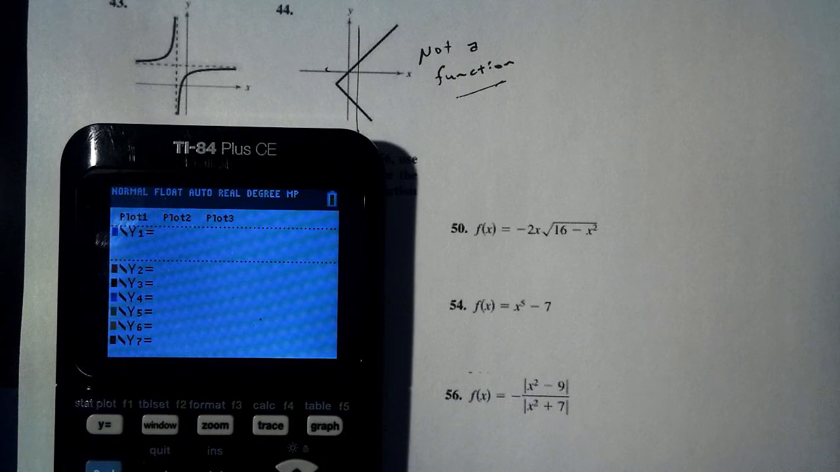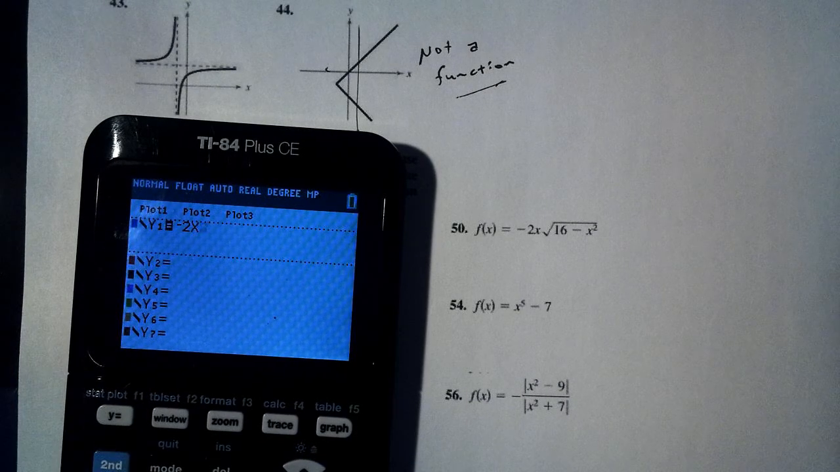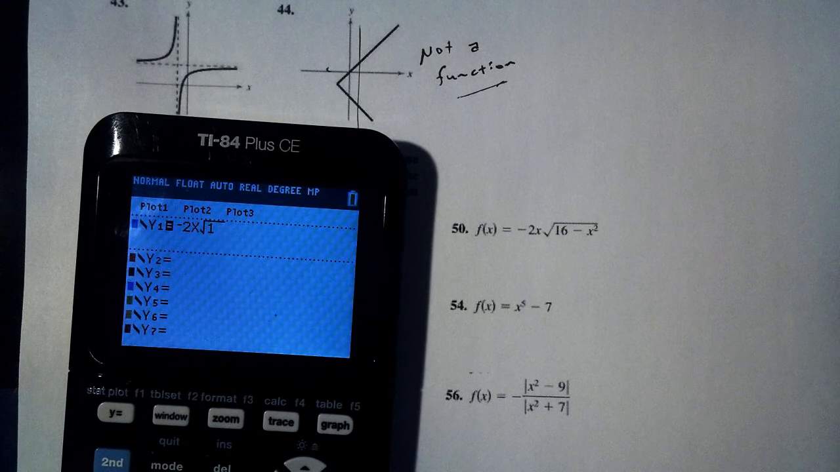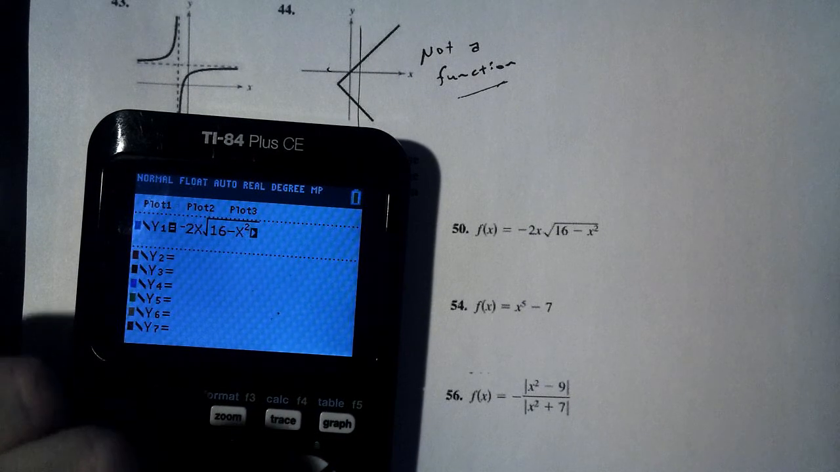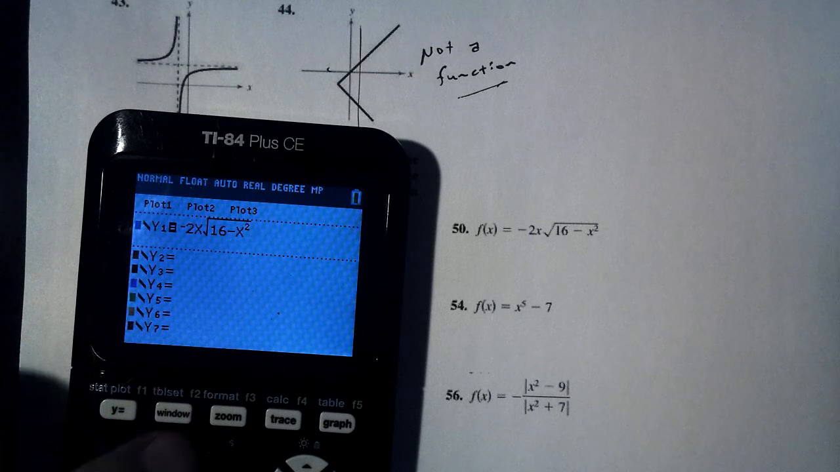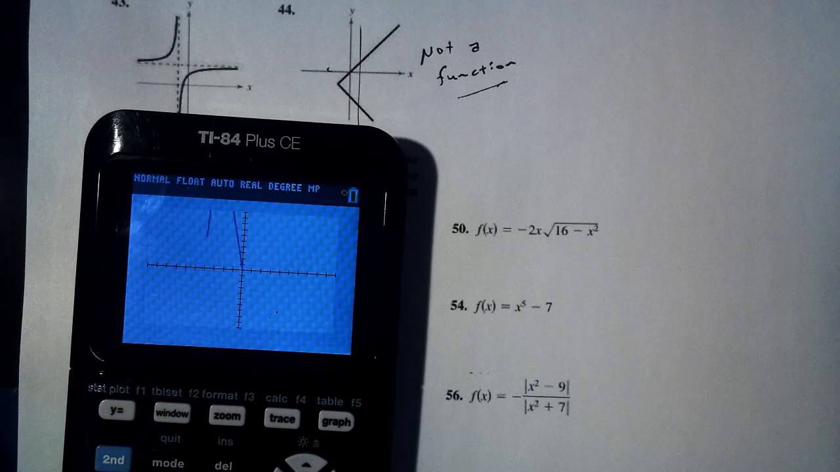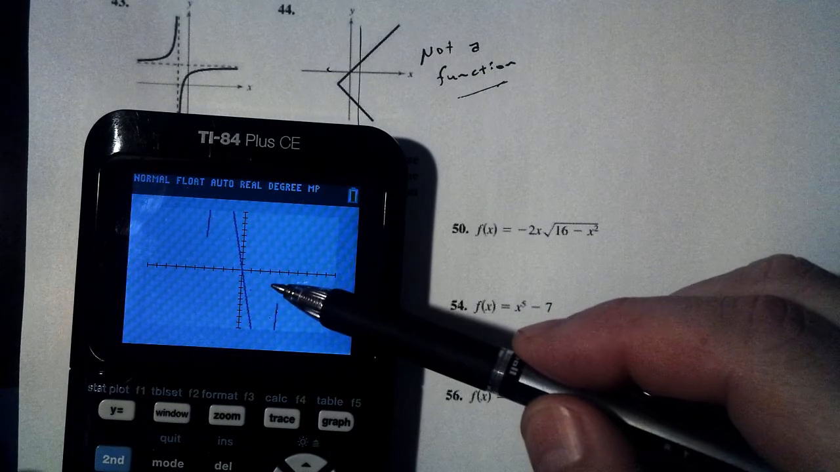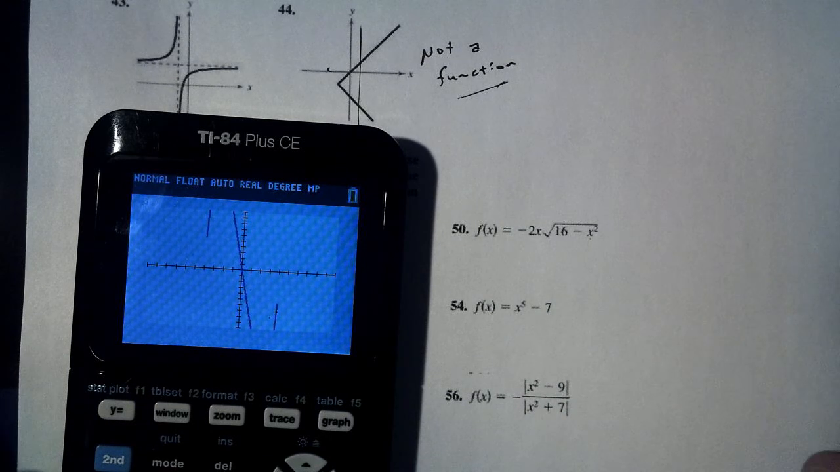So negative 2x second square root 16 minus x squared, and I think I'm in Zoom standard, but I'll just double check. Zoom 6. We got some stuff going on here, and interestingly, this looks like it just dies at 4, and we can kind of see, oh yeah, I expect it to die at 4, but I think maybe we want to look up and down a little bit further on the graph.